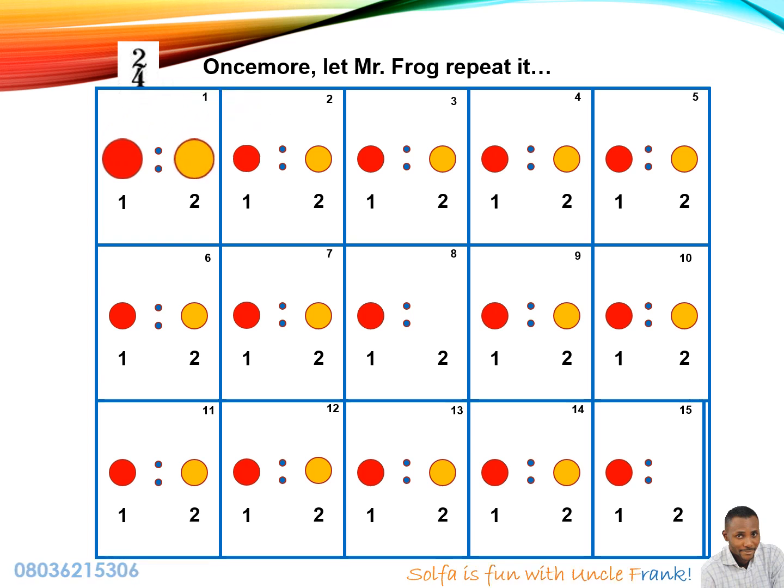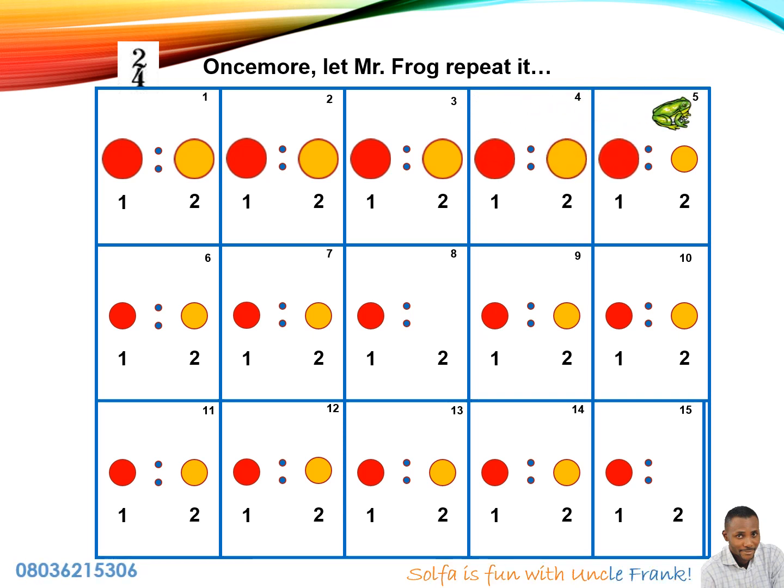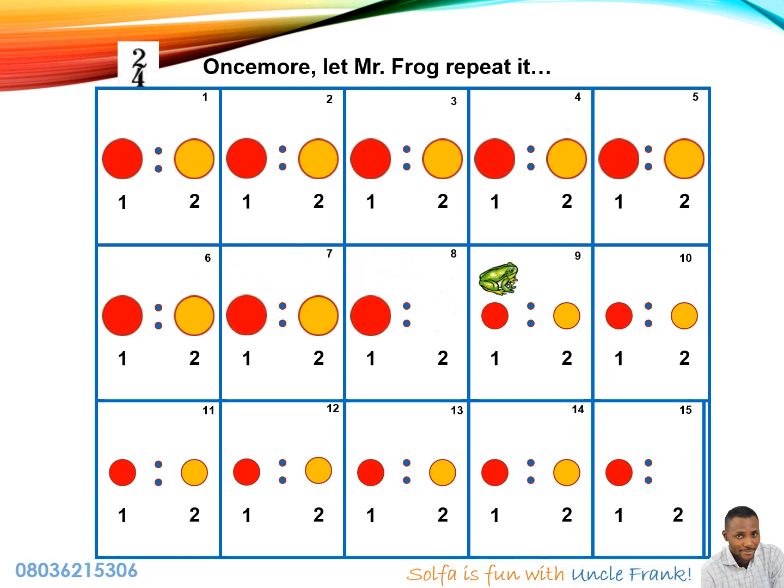Look at it again. 1, 2, 1, 2. And then take note of what is going to happen at bar 8. The second beat. You will not hear any sound. You got it? So Mr. Frog reaching at that point did not crow.